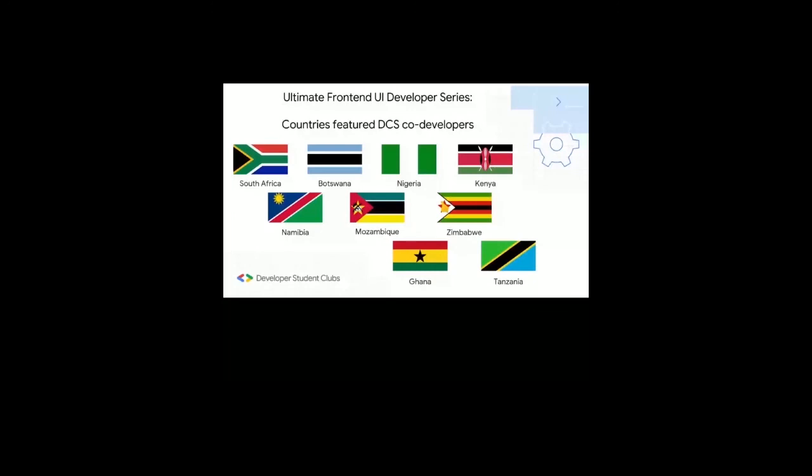This series is comprised of various countries. So we have SA, we have Botswana, Nigeria, we have 254, Namibia, Mozambique, Zimbabwe, Ghana, and Tanzania. You can't miss this.